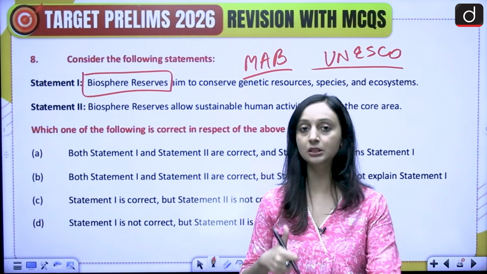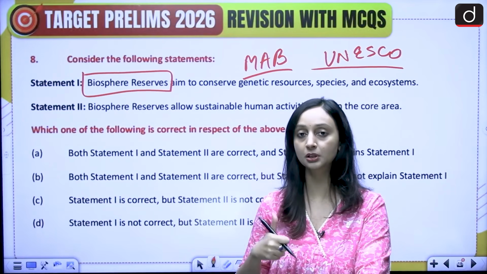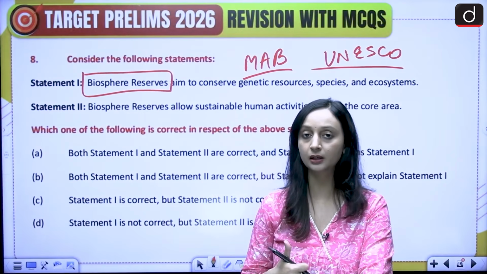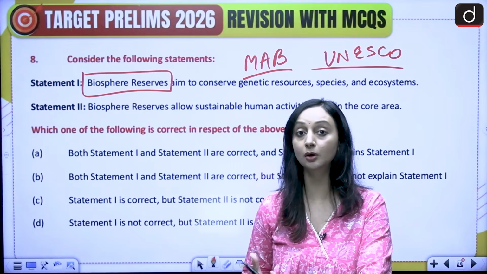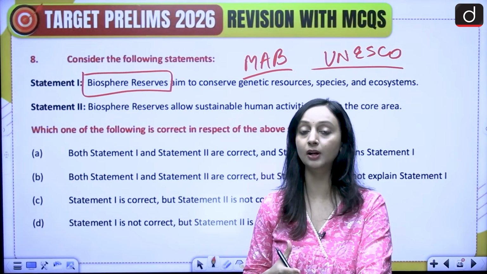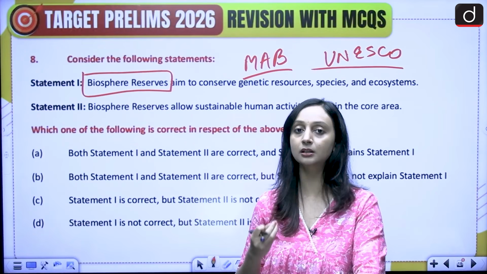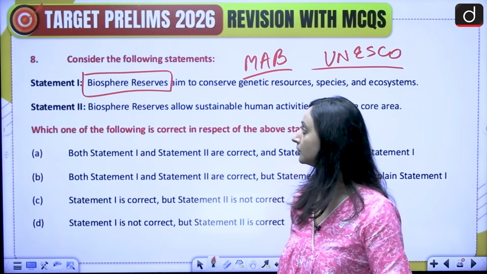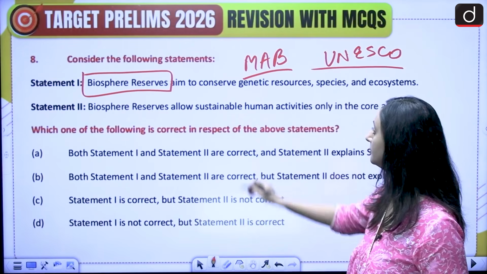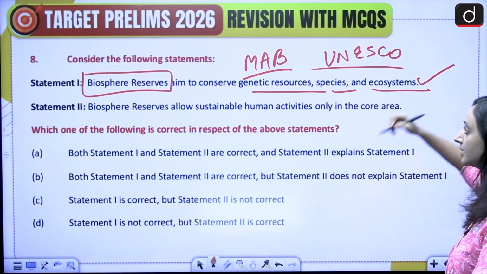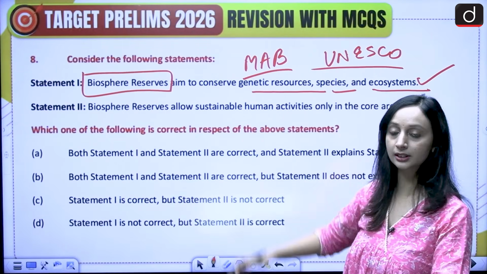So conservation of the species, conservation of the entire ecosystem is one objective. Then promoting scientific research in certain areas is the other objective. And promoting sustainable development activities is also another objective. So these biosphere reserves serve multiple purposes. The first statement says that biosphere reserves aim to conserve genetic resources, species and ecosystems. Yes, these are protected areas and they aim to conserve all these things.